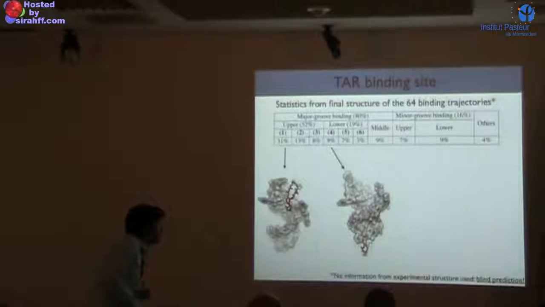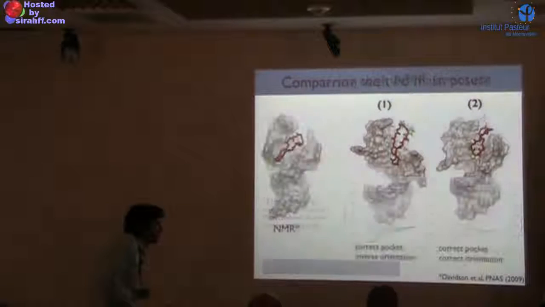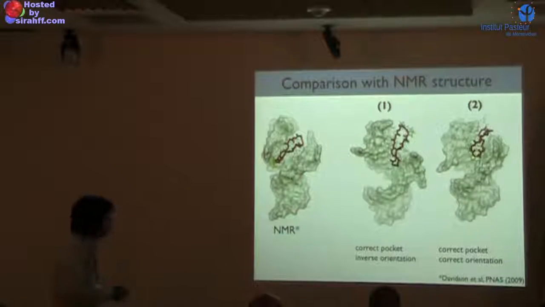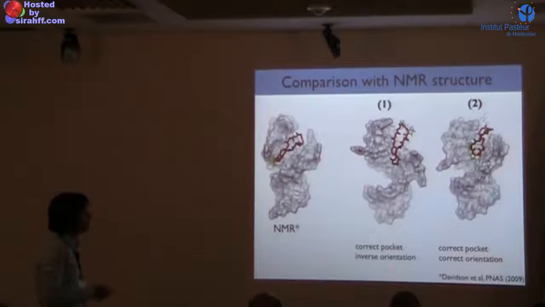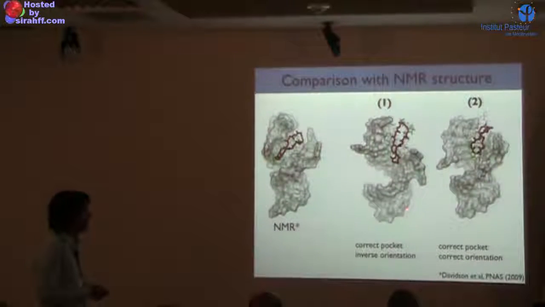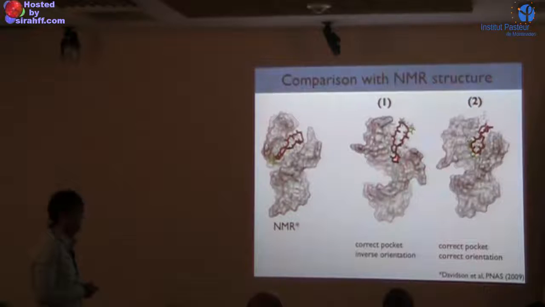Okay, I think it's not worthwhile to spend time on this. Maybe it's better to just answer the questions. I just tell you that in this way, we are able to find many possible binding structures, and the ones for which we estimate more stability are those where the binding site is correct.